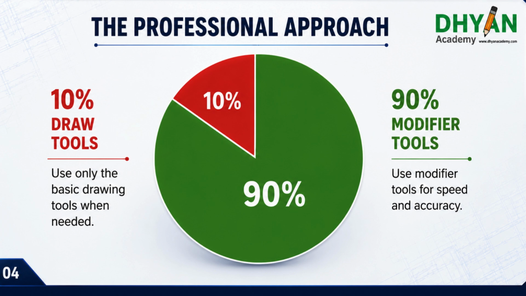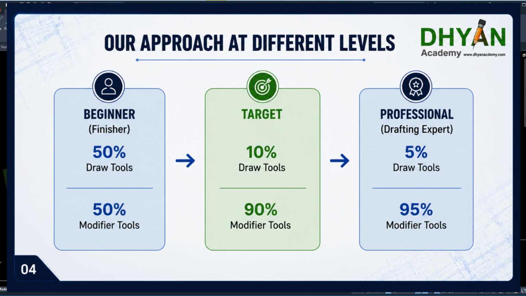Right now, at the fresher, beginner level, we do 50-50: 50% draw tools and 50% modifier tools. But I request all of you who are interested in AutoCAD and the drafting part to make sure you depend more on the modifier tools rather than the draw tools.